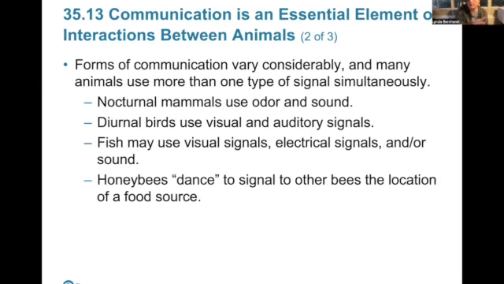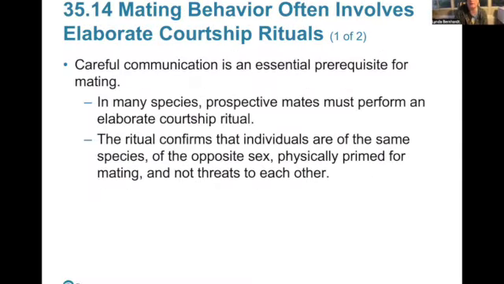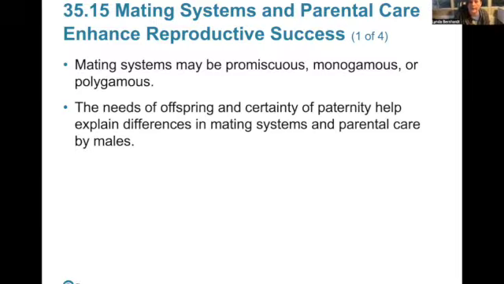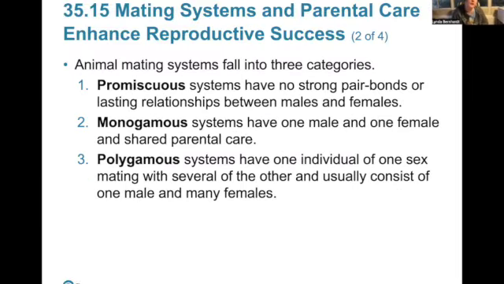So this is talking about various types of communication. You've got sound, you've got sight, you've got pheromones, you have a whole bunch of other things. I think we've talked about that before. We have talked a lot about the mating rituals randomly, so I'm not going to worry about that. We are going to talk about the animal mating systems falling into three categories. We have promiscuous, monogamous, polygamous.